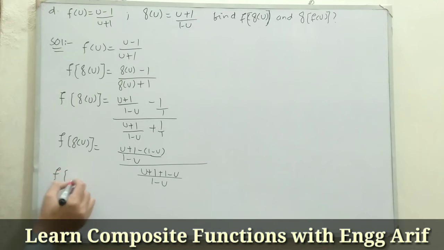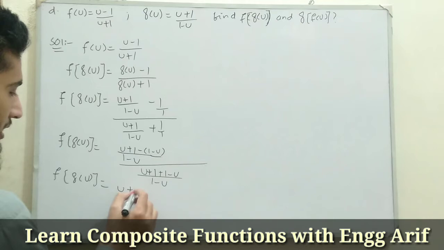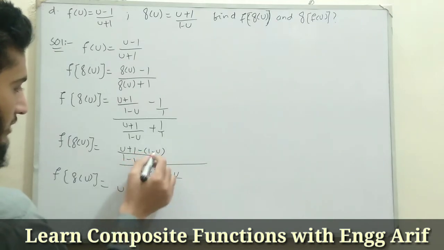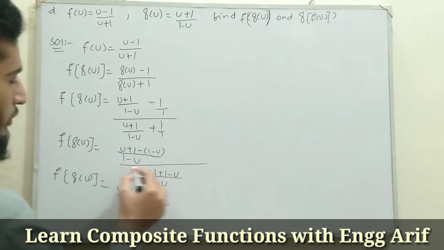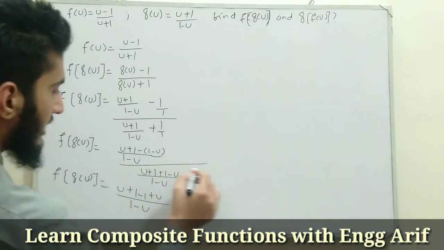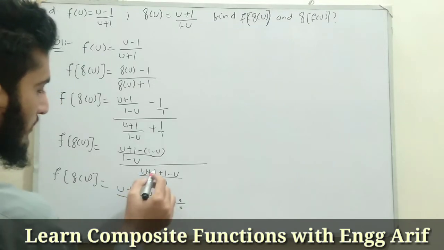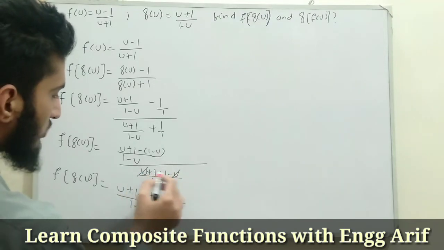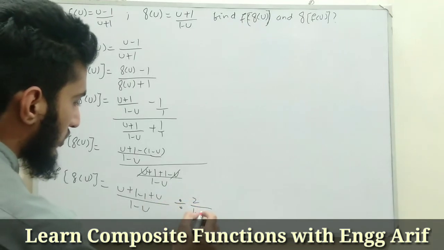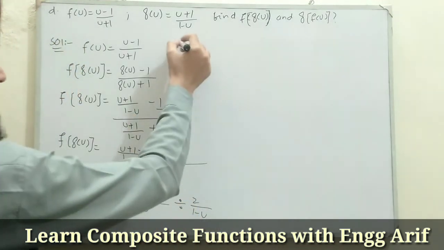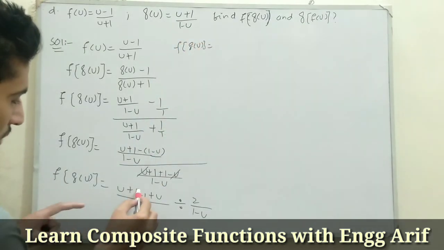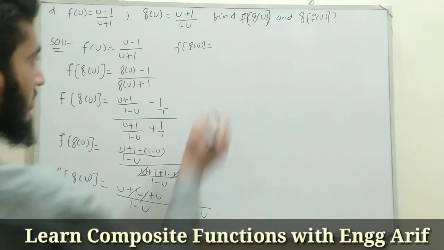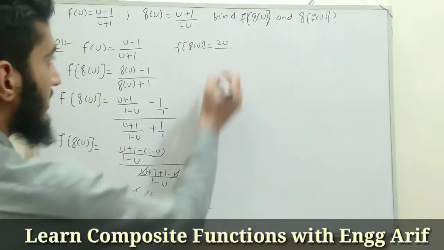After this f of g of u becomes, over here, u plus 1. Here is minus 1, and minus gives us plus u, divided by 1 minus u. Here we can write a division because this is a long division. U plus 1, here u will cancel out with minus u, it becomes 1 plus 1 gives us 2, divided by 1 minus u. After this I solve it over here, so f of g of u is equal to this. 1 will cancel out with negative 1, we are left with u plus u gives us 2u. So 2u divided by 1 minus u.